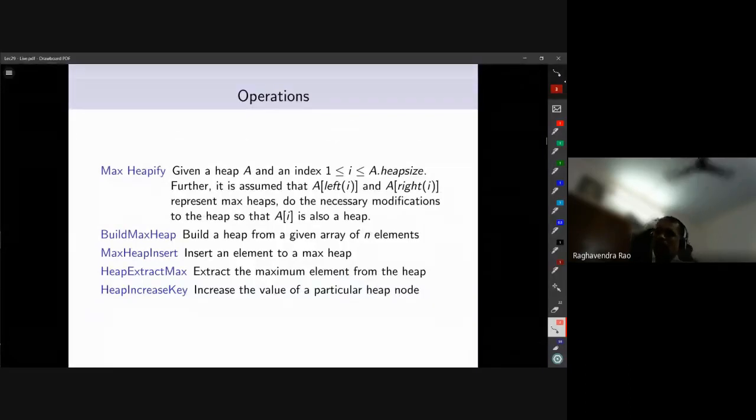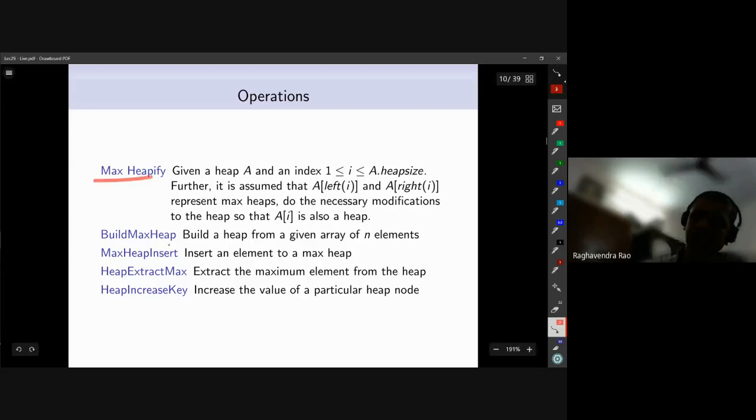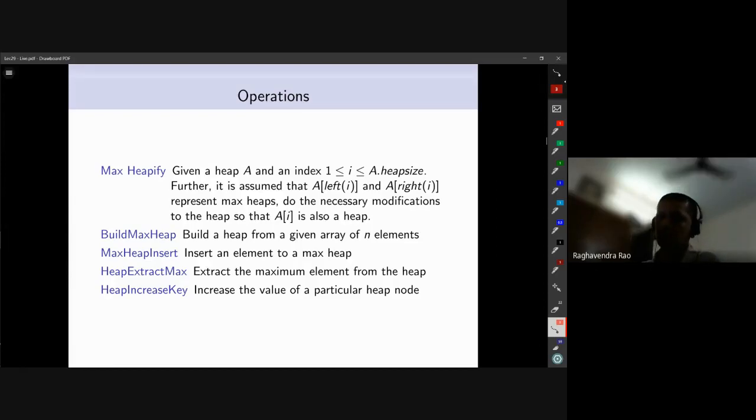Now we look at operations that are useful for us. One important part is to ensure that your heap has the heap property. We call the corresponding procedure max heapify. For min heaps, it will be min heapify. You are given an array A and an index i. We'll assume that the left child and the right child, as subtrees, are max heaps. They represent max heaps.